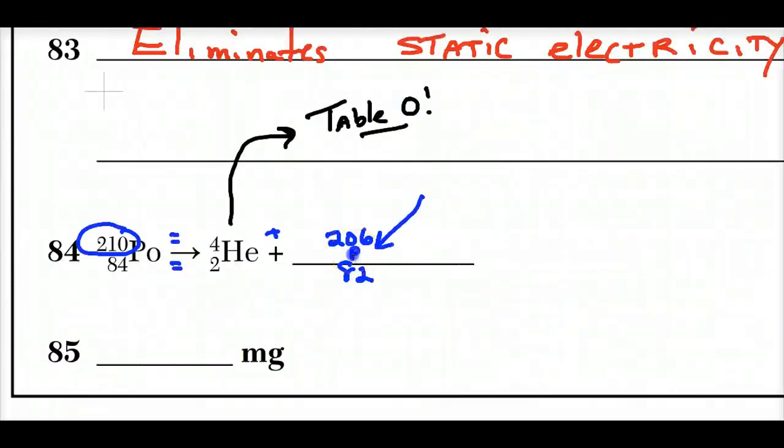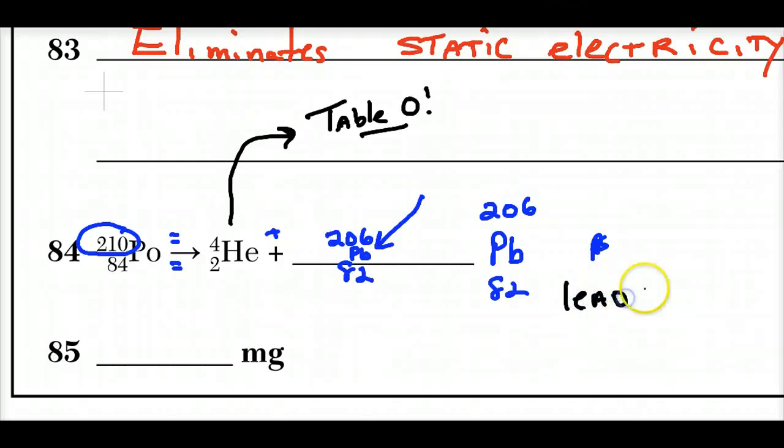So this would be Pb, and you certainly could write this bigger. Pb 206 82. You can also say lead-206, but you have to make sure you say that isotope. But again, these numbers I generated from equaling the numbers on top and the bottom. Don't get this one wrong. Number 85, the last one.